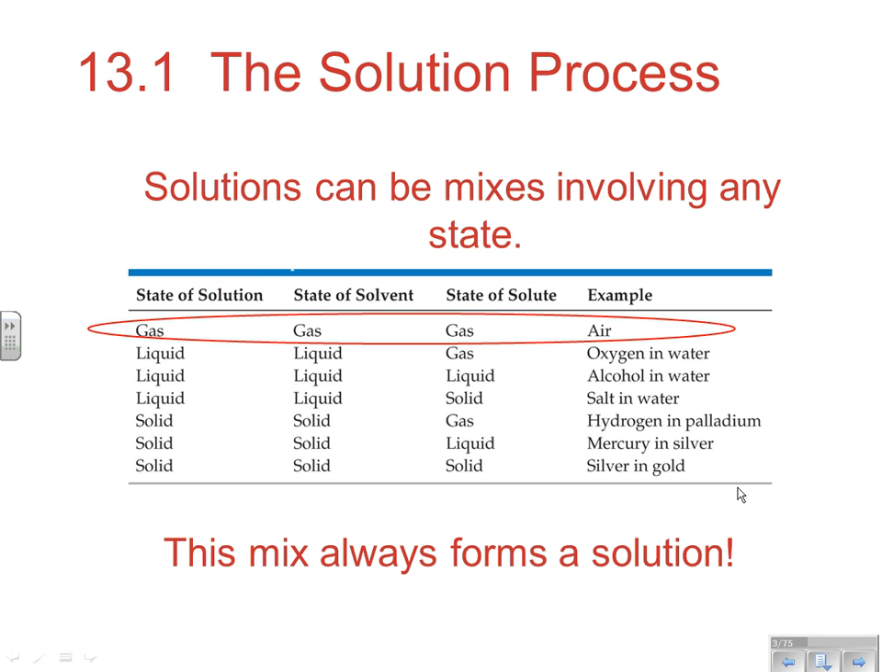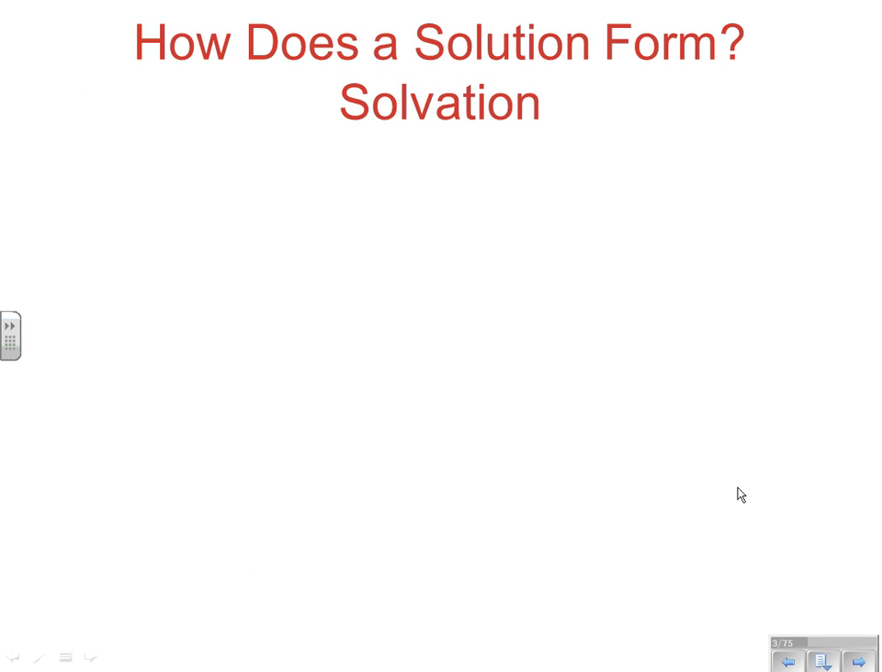Now, one thing to keep in mind is when you have a gas solution made up of a gas solvent and a gas solute, it's always going to form a uniform mixture, so it's always going to be homogeneous. The rest of the situations, it really depends upon what is actually mixing as to what type of mixture, heterogeneous or homogeneous, we're really going to end up with.